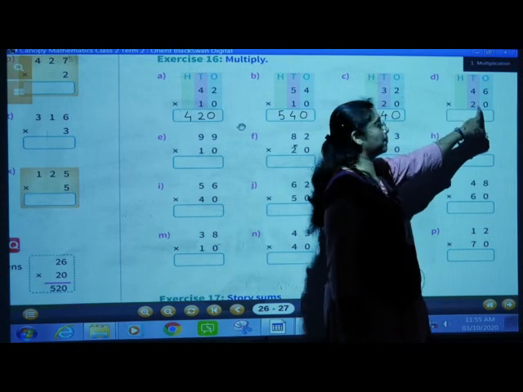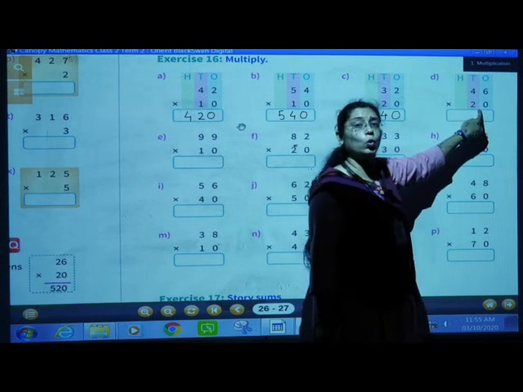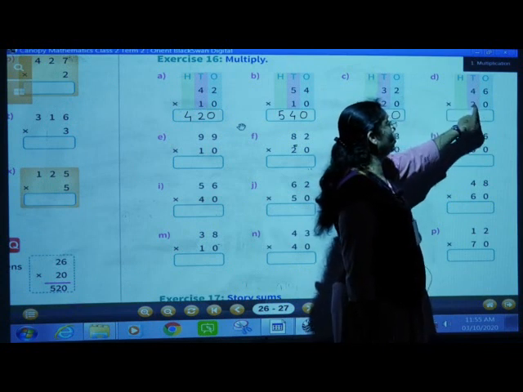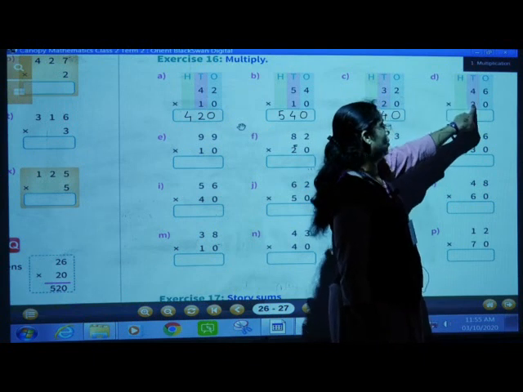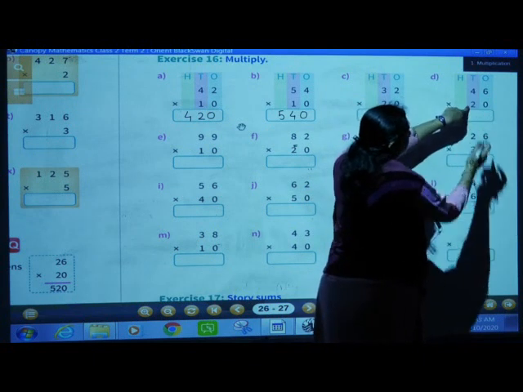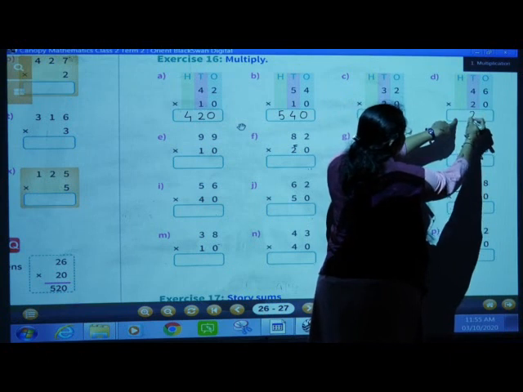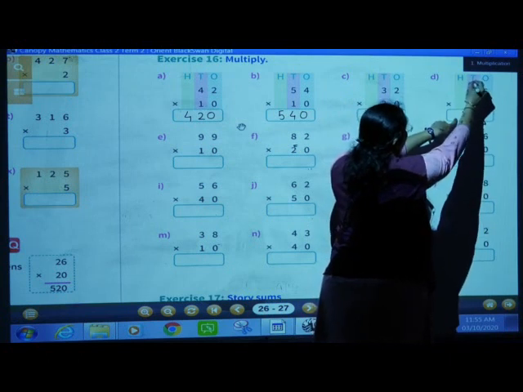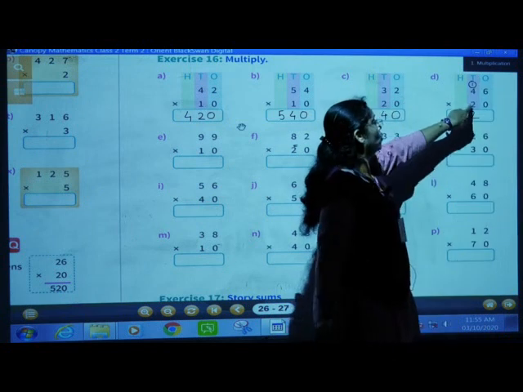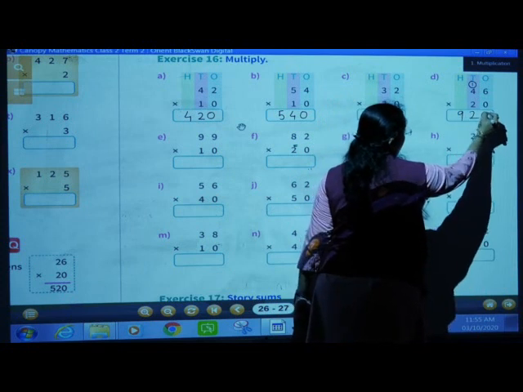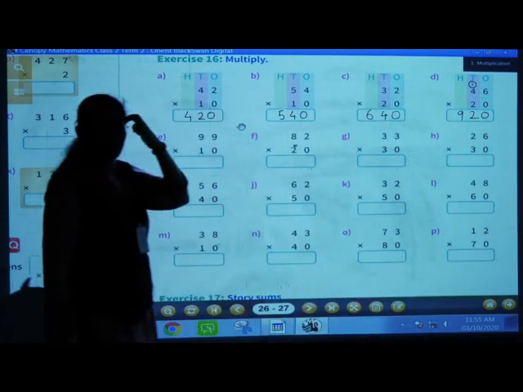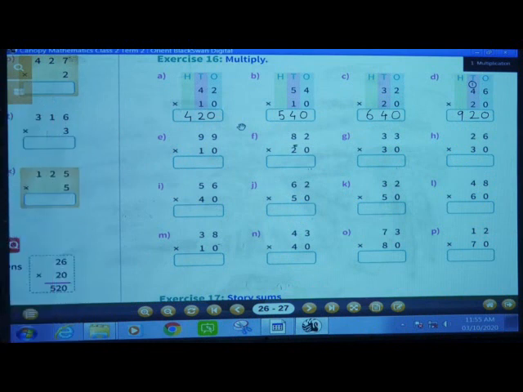Next, 46 multiplied by 20. 20 means 2 tens. In the number 20, what is the place value of 2? Tens. Okay. 2 6s are 12, means 2 and 1 will be the carry. 2 4s are 8. 8 plus 1, 9. And put a 0 in the ones place. Understood?